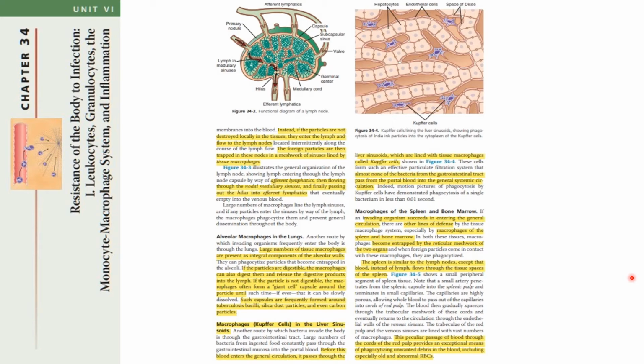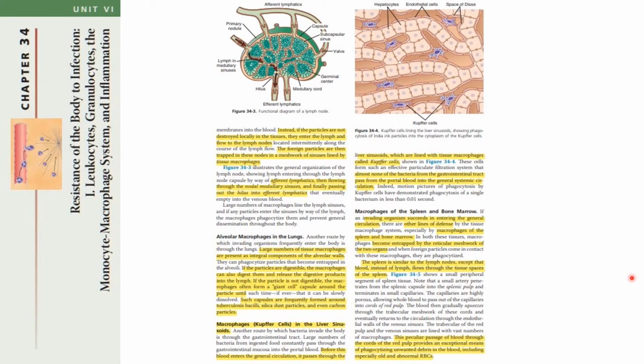Large numbers of tissue macrophages are present in integral components of alveolar walls. If the particles are digestible, the macrophages can also digest them and release the digestive product into the lymph. If the particle is not digestible, the macrophages often form a giant cell capsule around the particle until it can be slowly dissolved. Such capsules are frequently formed around tuberculosis bacilli, silica dust particles, and even carbon.